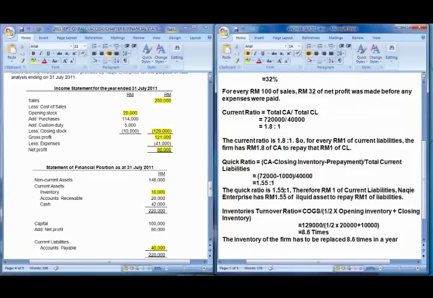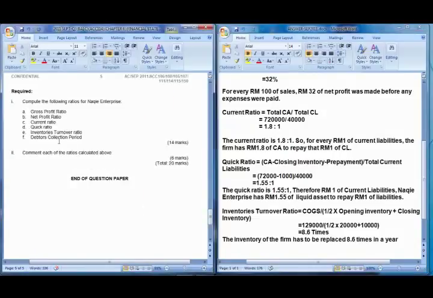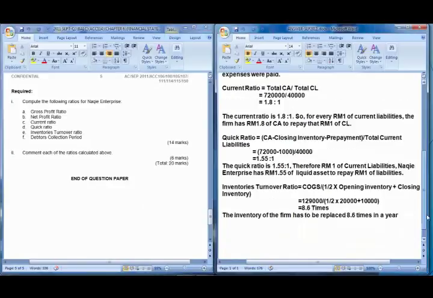Okay, next we will go to the last question, which is how to find debtors collection period. Okay, Saida, can you give me the formula for debtors collection period? The formula for the debtor collection period, also known as account receivable collection period, is account receivable or debtor divided by net sales times 365.